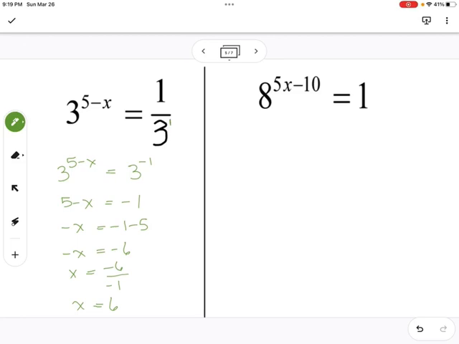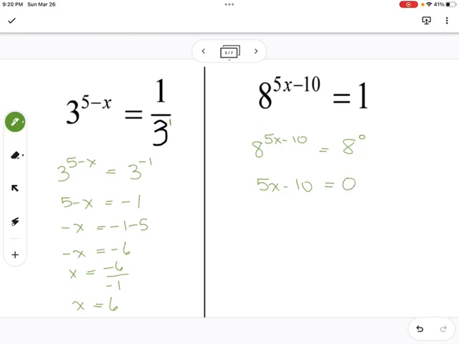Okay, and the next example, 8 to the exponent 5x minus 10 equals 1. Okay, thinking back to our exponent laws, anything to the exponent 0 gives us 1. So that means we can make a power with a base of 8, and the exponent will be 0. So 8 to the 5x minus 10 equals 8 to the 0. We have the same base, now just keeping our exponents, so 5x minus 10 equals 0.